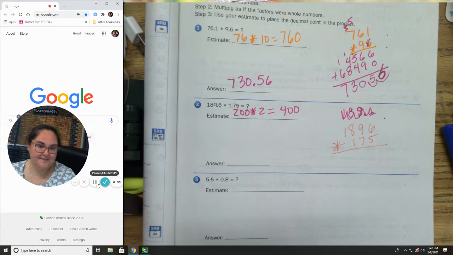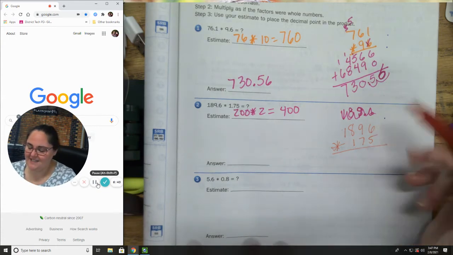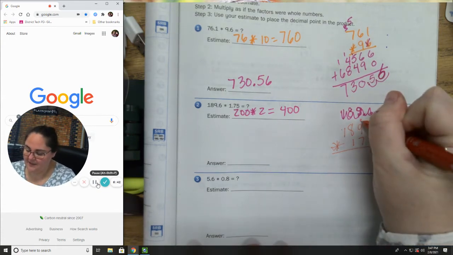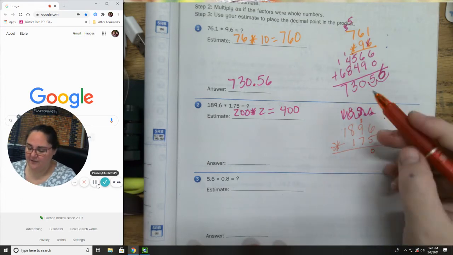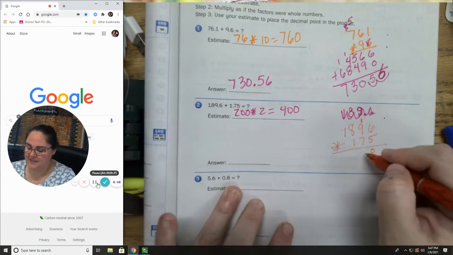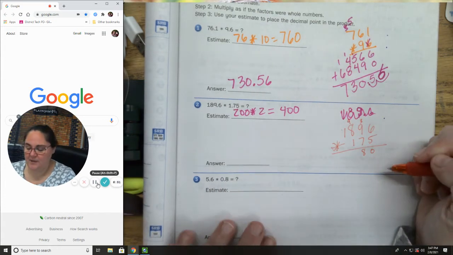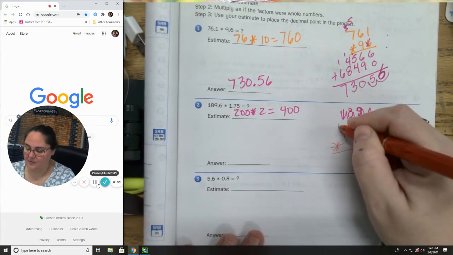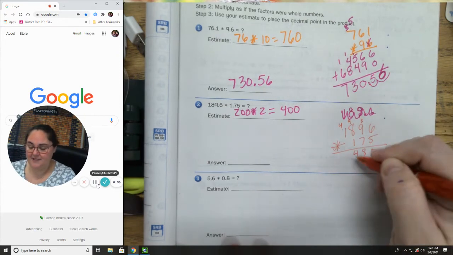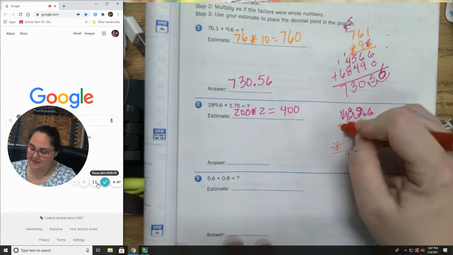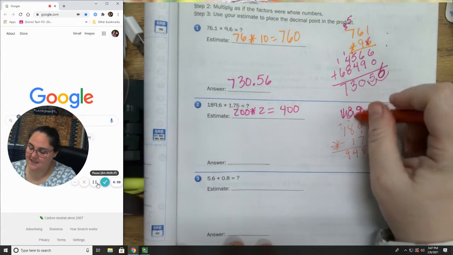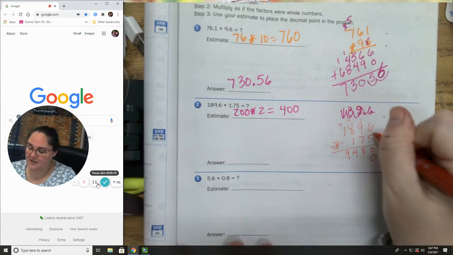All right, here we go. 6 times 5 is 30, carry my 3. 5 times 9 is 45, 46, 47, 48, carry my 4. 5 times 8 is 40, plus 4 is 44, carry my 4. 5 times 1 is 5, plus 4 is 9. My X's and the O's, they haunt me.